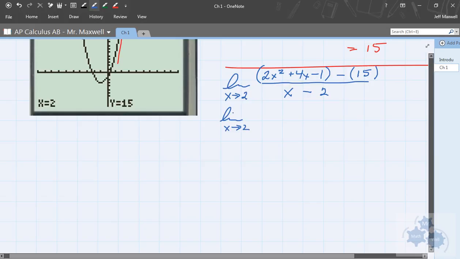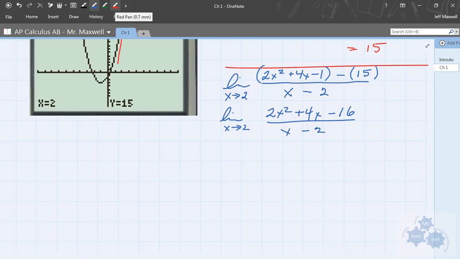That's why mine gets pretty messy, because I've written thousands and thousands of these. So how can we simplify this? Well, that's going to be 2x squared plus 4x, and we're going to have negative 1 minus 15, which is going to be negative 16, over x minus 2.